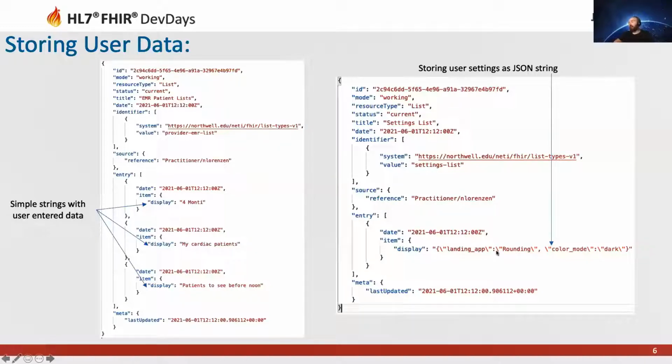Another point here, maybe a little bit more contentious or non-traditional, is storing user settings, right? So in this very simple example, in our application, we have various sub-modules or sub-apps. One of those sub-apps is a rounding app for interdisciplinary rounding, right? As you can see here, we've defined in this JSON object, which can be consumed by the UI on load when the user clicks the application, that the landing app should be rounding because this particular user, doctor, or clinician likes to start their day with rounding, right? And their color mode is set.